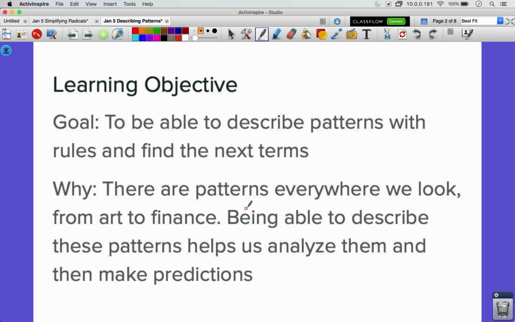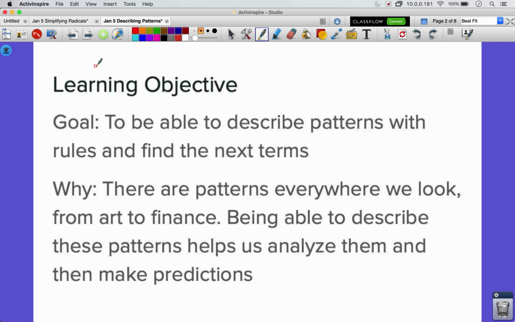Our goal for today is to be able to describe patterns with rules and find the next terms. Why might this be a useful skill? Well, there are patterns everywhere we look, from art to finance. Being able to describe these patterns helps us analyze them and then make predictions. That is sort of the goal of creating a rule and identifying patterns.